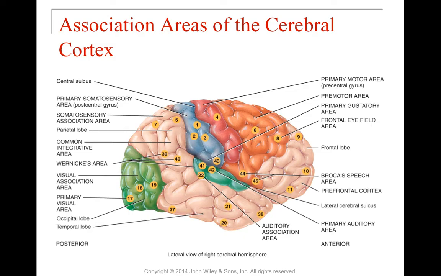We also have a region called the prefrontal cortex, involved in your personality, your judgment, your future planning. So instead of just thinking for today, thinking about tomorrow and the future, and development of abstract ideas. So bigger thinking, all of that's going to come from the prefrontal cortex.